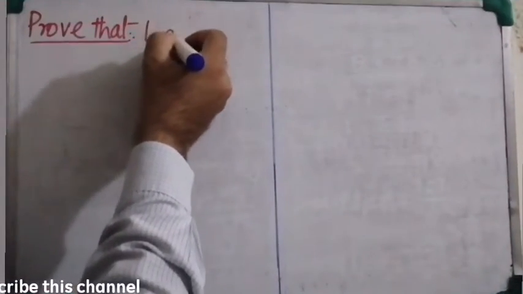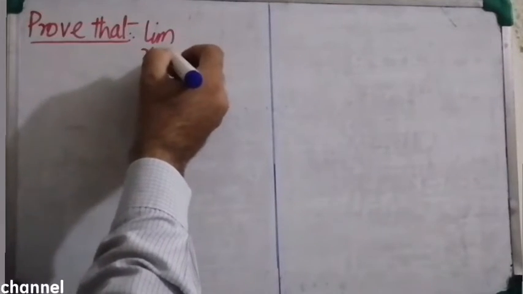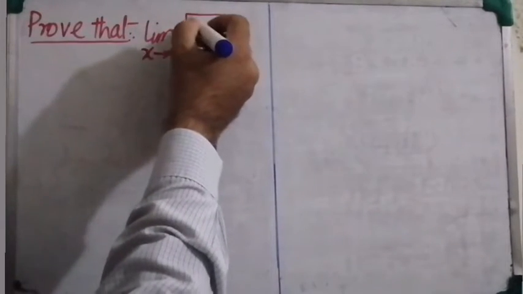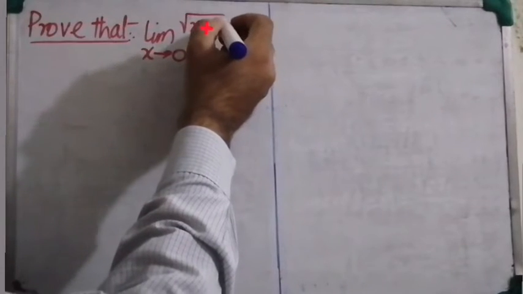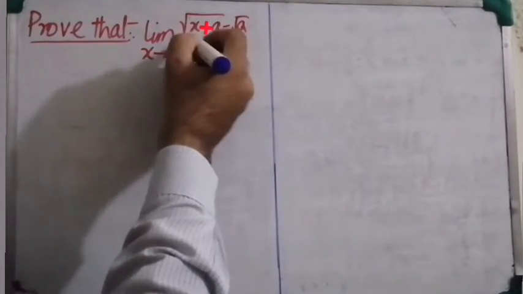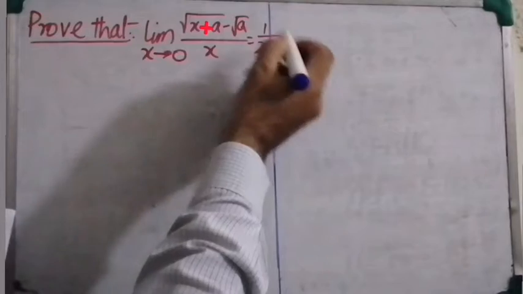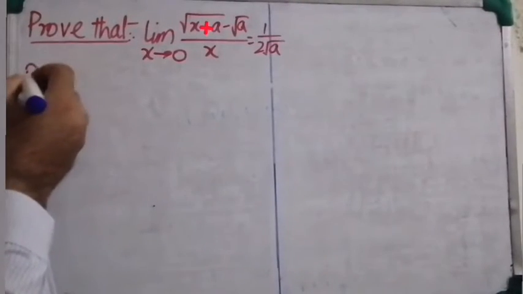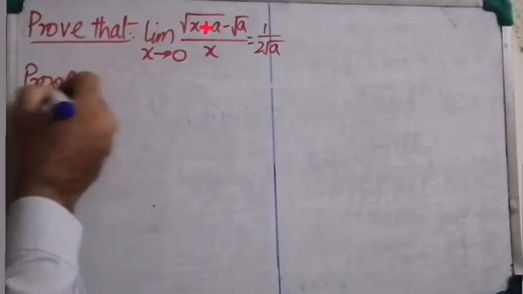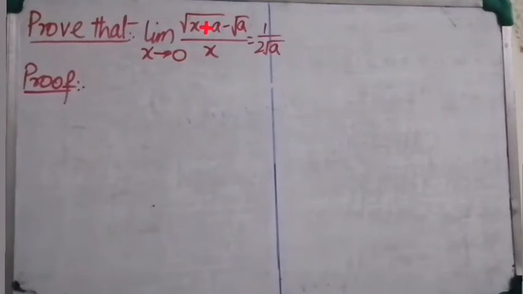Students, we are solving the FSC 2021 annual paper of Federal Board, and this is its long question. In this question we have to prove this limit: as x approaches 0, (square root of (x plus a) minus square root of a) divided by x is equal to 1 by 2 square root a. So we have to prove the answer of this limit is 1 by 2 square root a. How will we evaluate this limit?